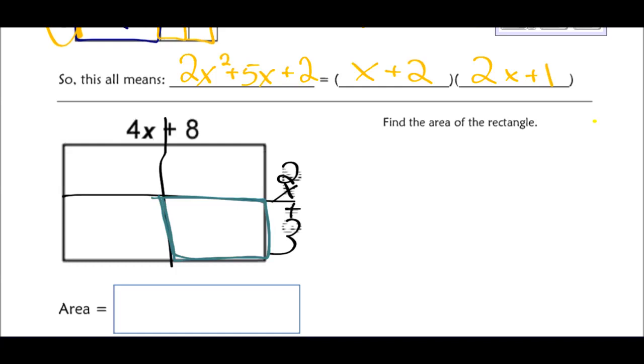So I'm splitting it so that this is 4x, this is 8, this is 2x, this is 3. James, what is that? Yep, it's 8 times 3, that's 24. That's just a rectangle, that's 8 times 3.